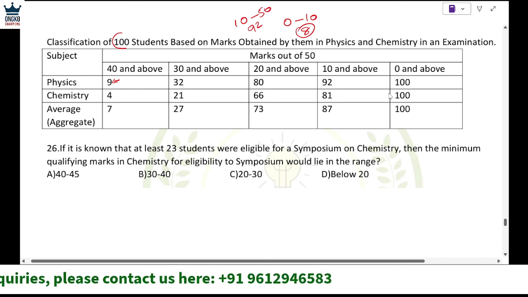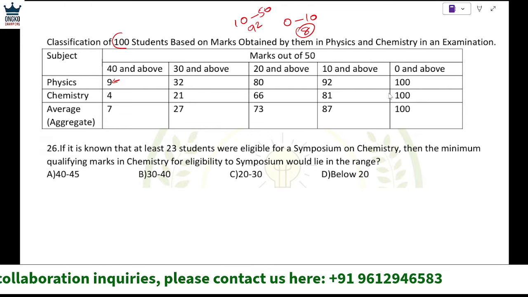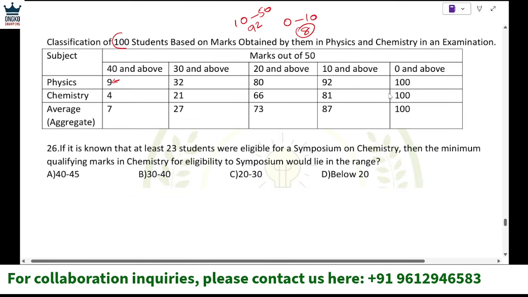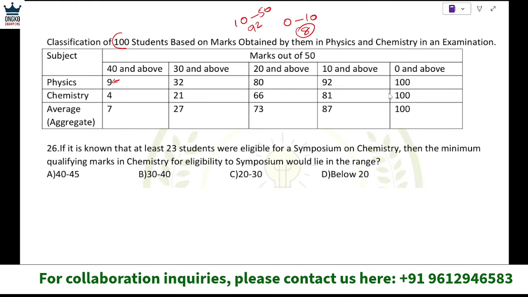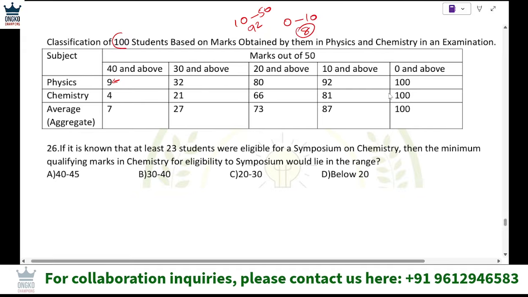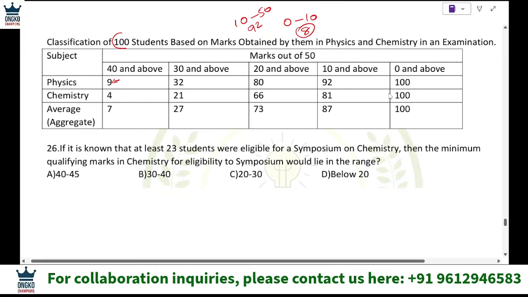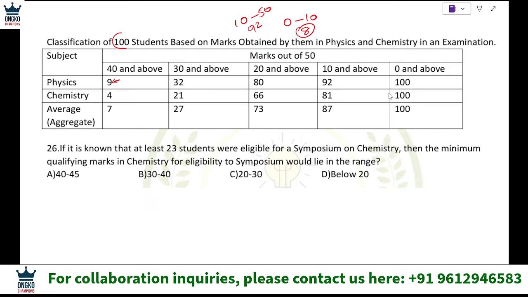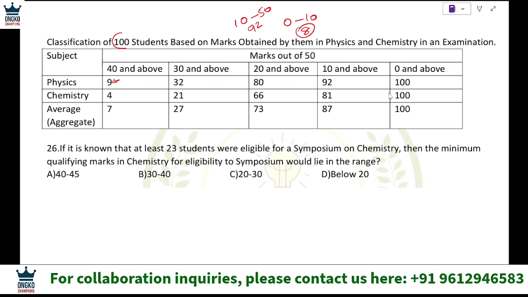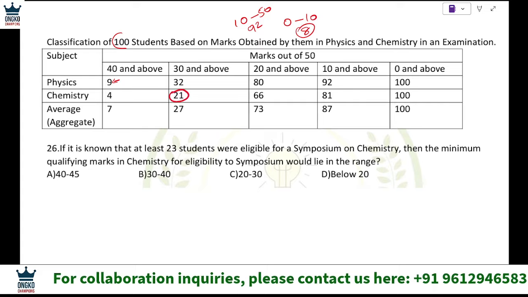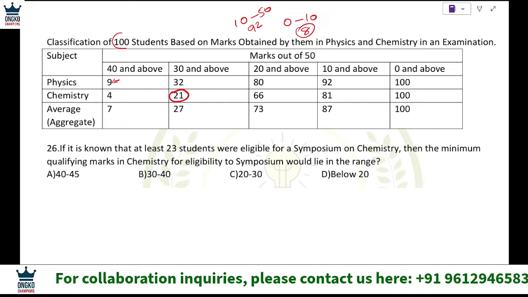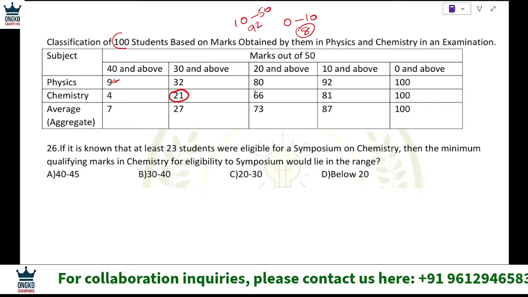Let's go to the question right away. Question number 26. If it is known that at least 23 students were eligible for a symposium on chemistry, then the minimum qualifying marks in chemistry for eligibility to the symposium would lie in the range. Okay, let's see. From the table, 30 and above in chemistry is 21, right? Yes. Now 20 and above in chemistry is 66, right?